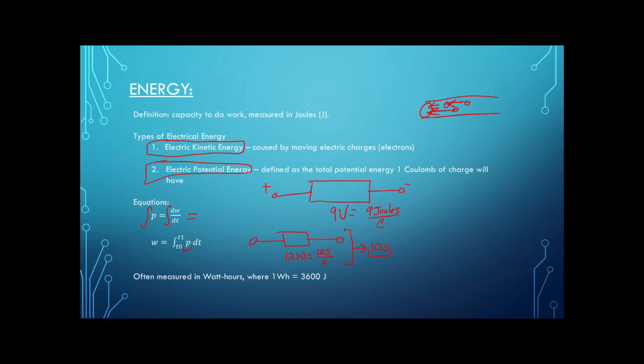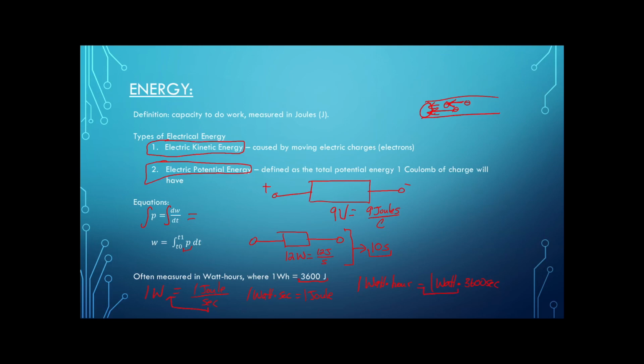Oftentimes, your electric companies measure energy in watt hours, where 1 watt hour is equal to 3,600 joules of energy. So where do they get this number from? We know that 1 watt of power is equal to 1 joule per second. If we multiply the second to the other side, we have 1 watt second is equal to 1 joule. Therefore, 1 watt hour is equal to 1 watt times 3,600 seconds. 3,600 seconds in 1 hour.